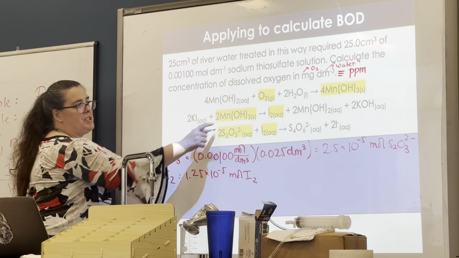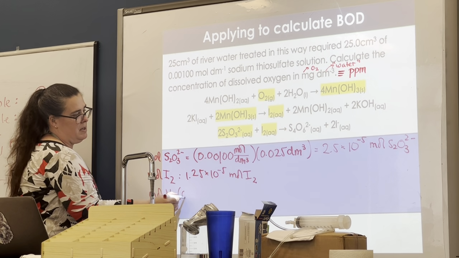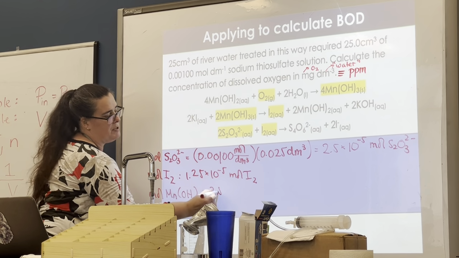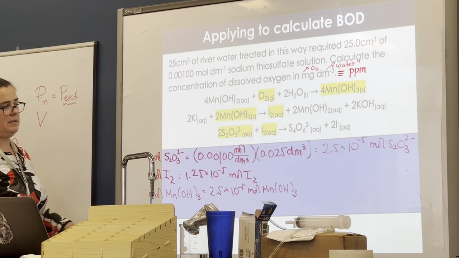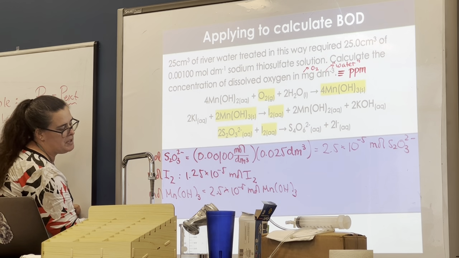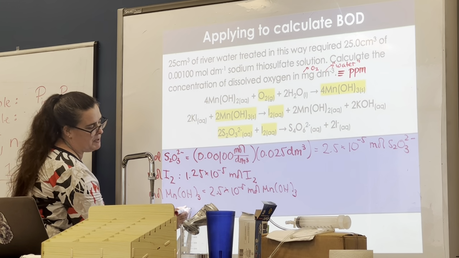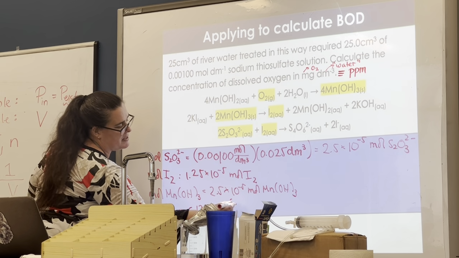Can you tell me how much of the manganese? So I'm going to multiply this one back by 2. But now here's the one I actually care about. How does this relate to that? And so the moles of oxygen are going to be this divided by 4. It's going to be 6.125 times 10 to the minus 6 moles of O2.